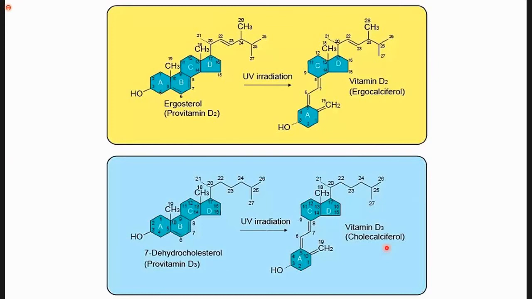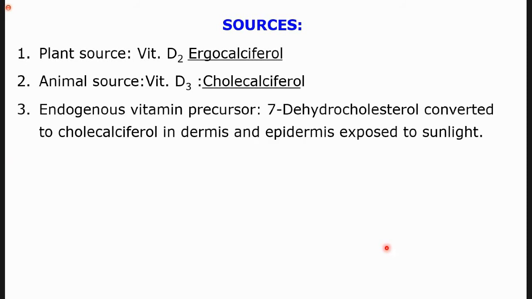Now, some of the dietary sources: the plant source ergocalciferol D2, animal source vitamin D3, that is cholecalciferol. The endogenous vitamin precursor is 7-dehydrocholesterol, which is converted into cholecalciferol in dermis and epidermis exposed to the sunlight. That is because of the UV light. The rich dietary sources we have are fatty fish, liver, and egg yolk.